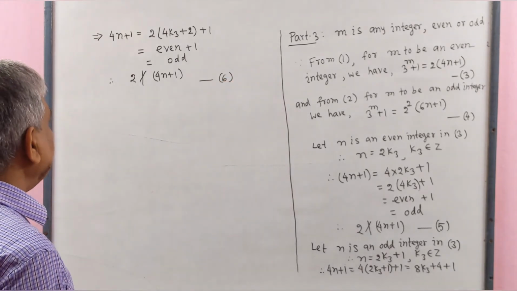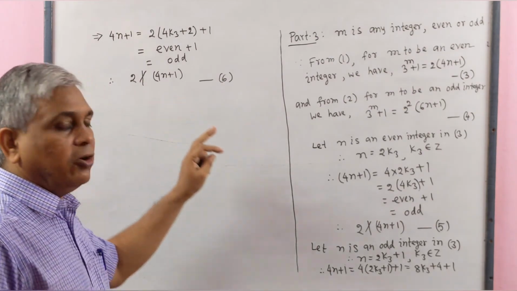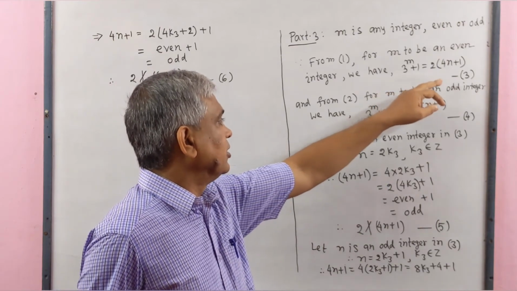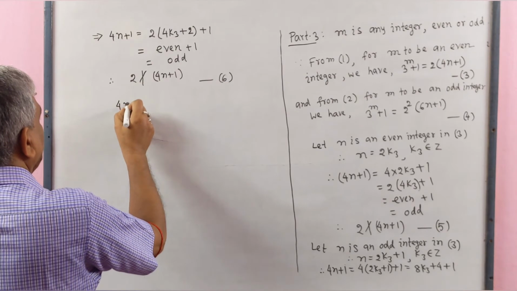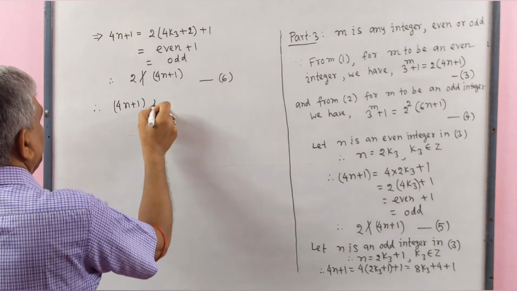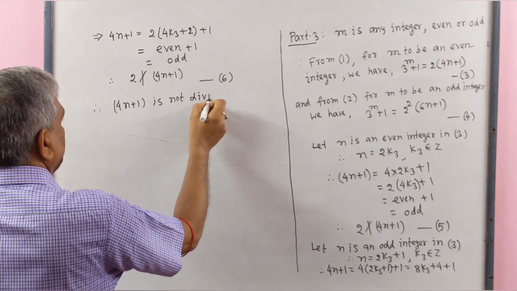Therefore, we see that whether n is even or odd, in both cases in 3, 4n plus 1 is not divisible by 2.